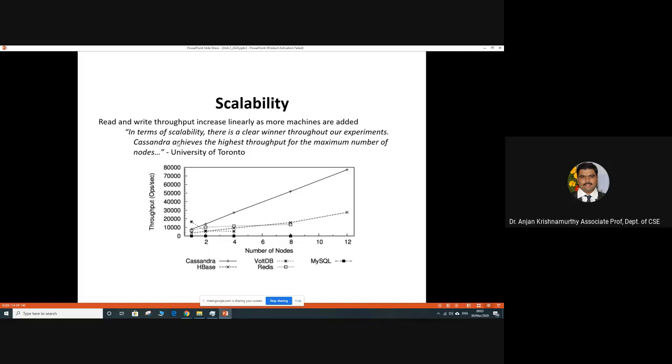So when it comes to scalability, the University of Toronto made a study. The study was the throughput with respect to the number of nodes for some of the NoSQL databases. They compared Cassandra, HBase, Voldemort, Redis, and MySQL. Now, what happened in terms of scalability is that the read and write throughput linearly increased as the number of machines were added, right? The clear winner in this particular segment was Cassandra. If you see Cassandra, it has linear scaling, right? The throughput increases with respect to the number of nodes. But when you talk about other databases, MySQL actually flattened out when the number of nodes got to be 2 or 4, right? Similarly, the others also did not show very good throughput with respect to the change in read-write throughputs.